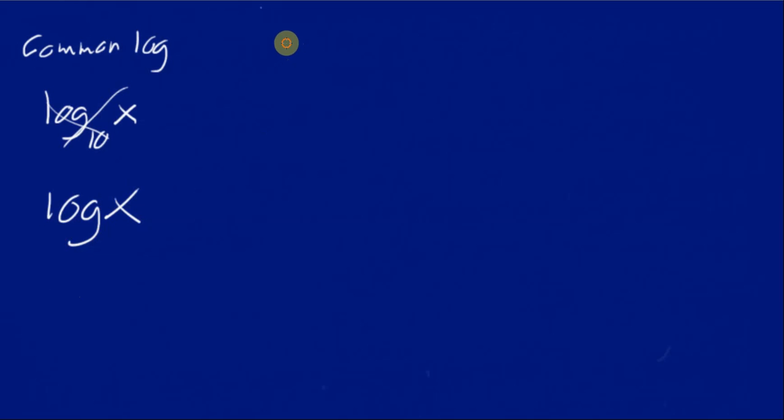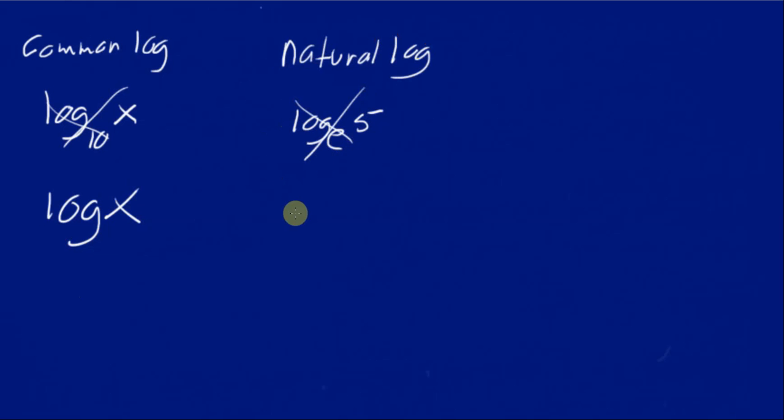The other log is called the natural log, and the natural log has the natural number e as the base, and you can take that of any number, and we won't write it like that either. The natural log is going to be written as ln, and that implies that our base is e.